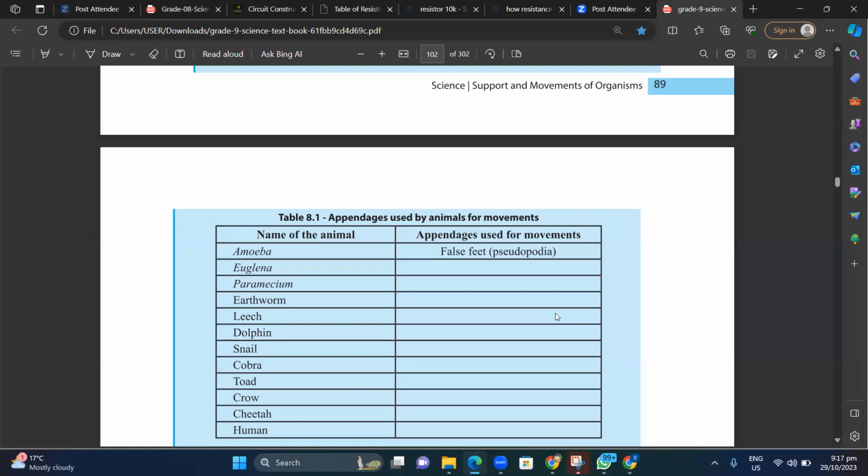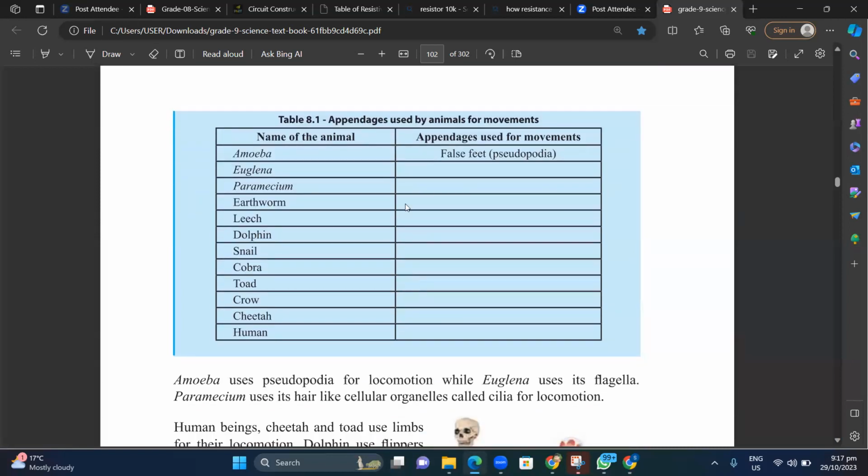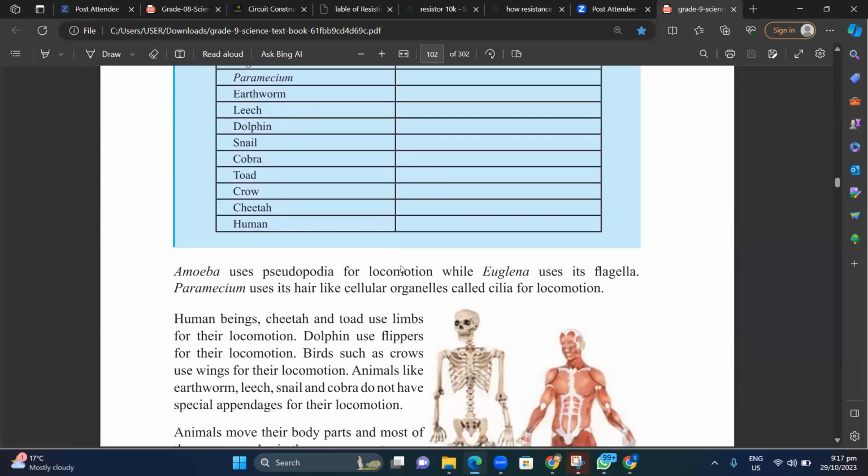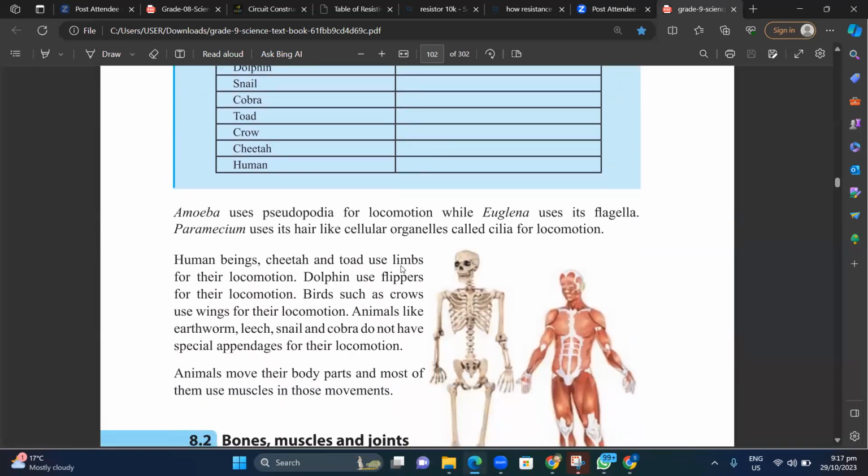So likewise, try to list down all these appendages used by animals for movements. Try to get this feel. Okay, then, right, you can see amoeba uses pseudopodia for locomotion, while euglena uses flagella.